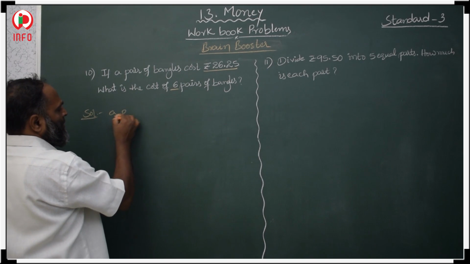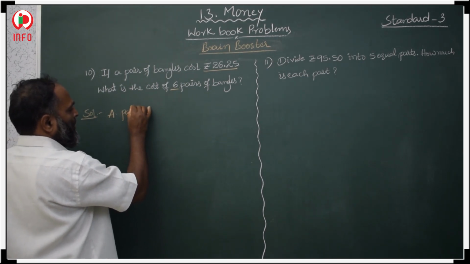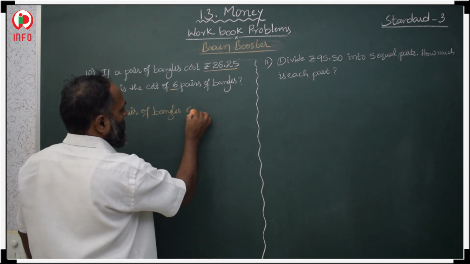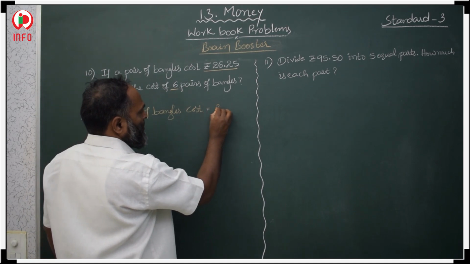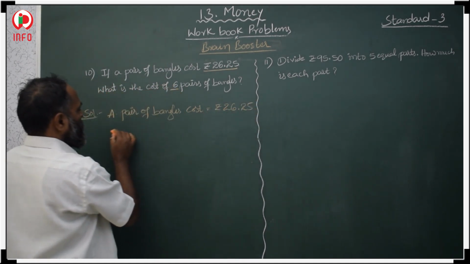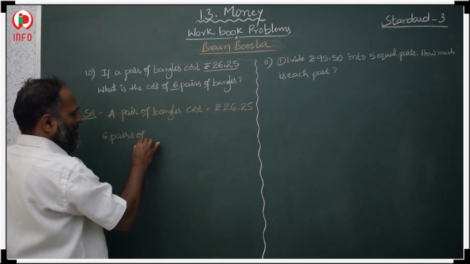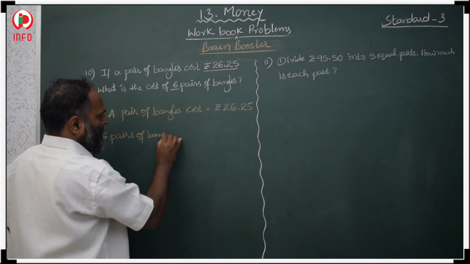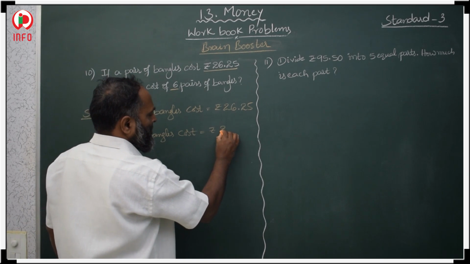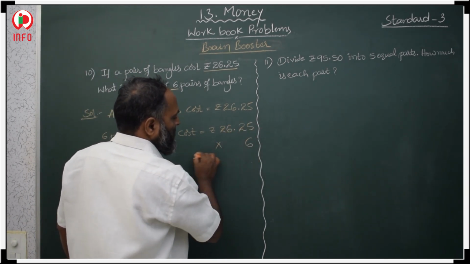A pair of bangles cost is equal to 26 rupees 25 paisa. 6 pairs of bangles cost is equal to 26 rupees 25 paisa multiplied with 6.